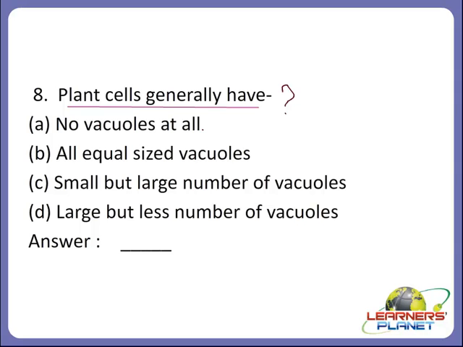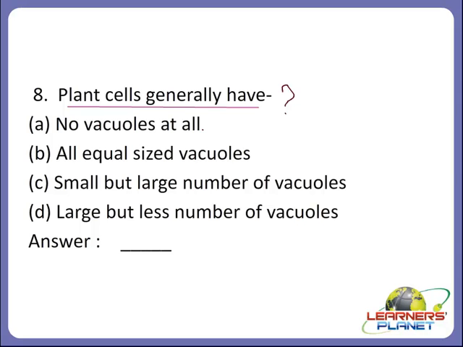The next option is, all equal sized vacuoles are present. They have more than a single vacuole, but are they all equal sized? Again no, because the size of a vacuole could not be the same every time. It varies. Fine. The next option is, they have small but large number of vacuoles. That means they have so many vacuoles which are small sized. Do you think it is true for plant cells? No, it is not true.